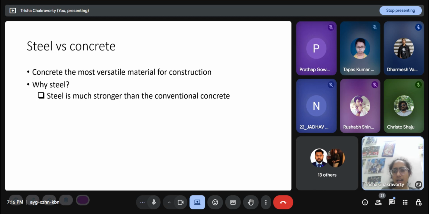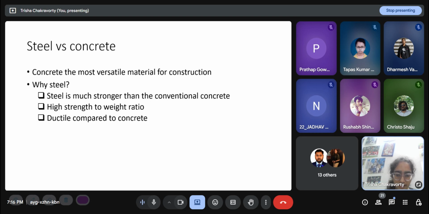So steel is definitely much stronger in tension than concrete, and the compressive strength of steel is also much greater than concrete. It also has a high strength to weight ratio because steel is very lightweight, and steel is ductile compared to concrete.